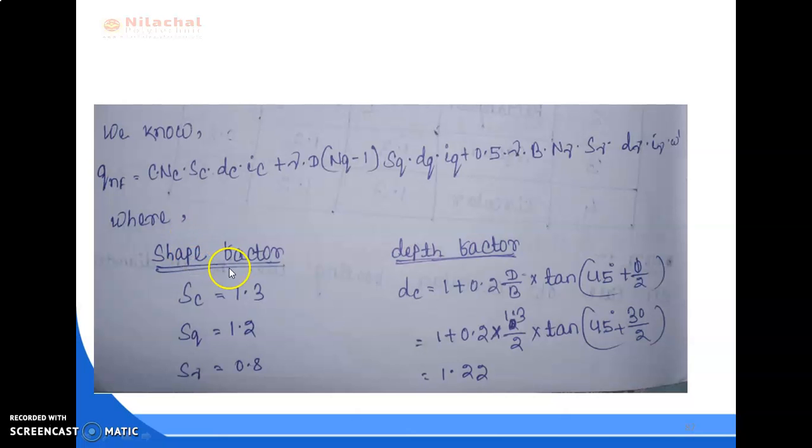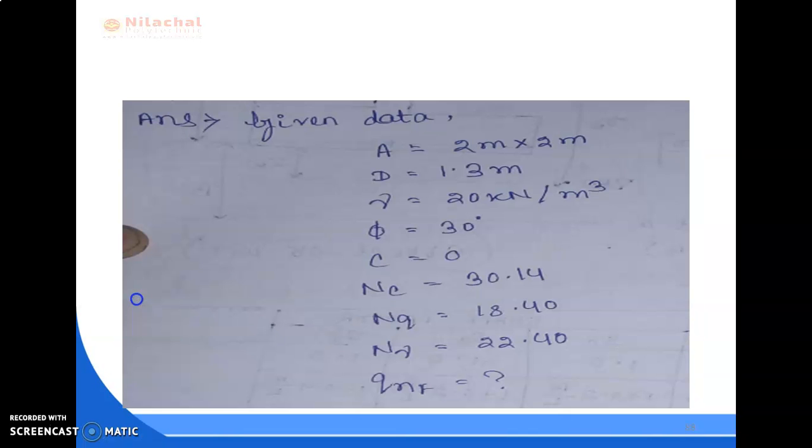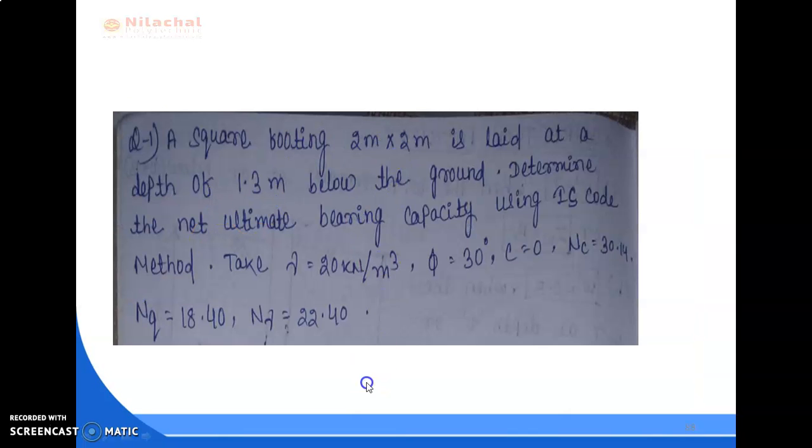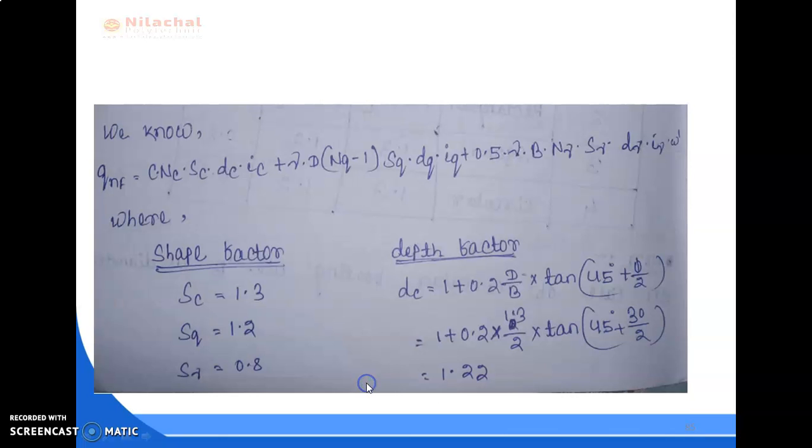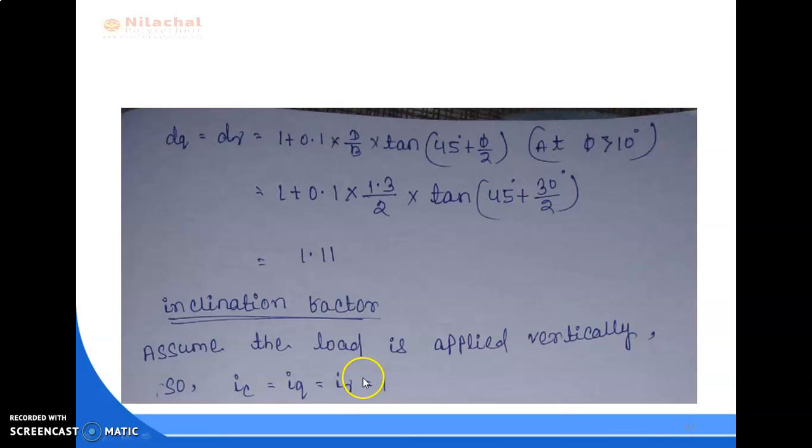So where shape factor SC, as it is given in the question, square footing. So for square footing we have to put the shape factor. This is Sc equal to 1.3, Sq equal to 1.2, S gamma equal to 0.8. And depth factor Dc equal to 1 plus 0.2 D by B into tan of 45 degree plus phi by 2. So by applying these values we found 1.22.